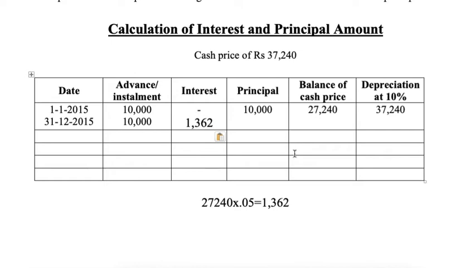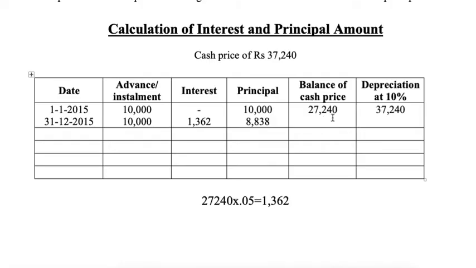Fine. Then the principal amount will be how much? The principal amount will be this 10,000 installment paid minus 1,362. If you deduct it, you are going to get how much? 8,638. This is the principal amount he is going to pay. This is the amount of interest he is going to pay, and the total he is going to pay is the 10,000 installment, right?